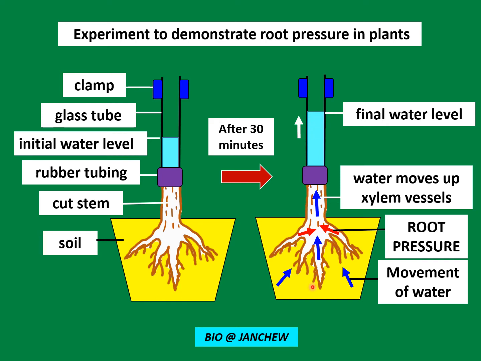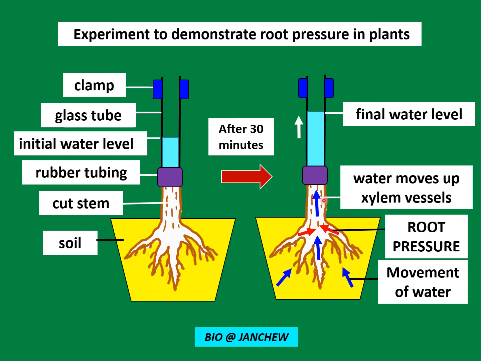Okay, the answer is that it came from the soil. The water diffused into the roots by osmosis, and then it moved into the xylem vessels of the roots due to the root pressure, which is a force in the roots that pushes water from the root into the xylem vessels of roots and then up the stem. Still in the xylem vessels. So when we cut the stem here, water will exude out, and then it will cause the final water level to go up after some time.